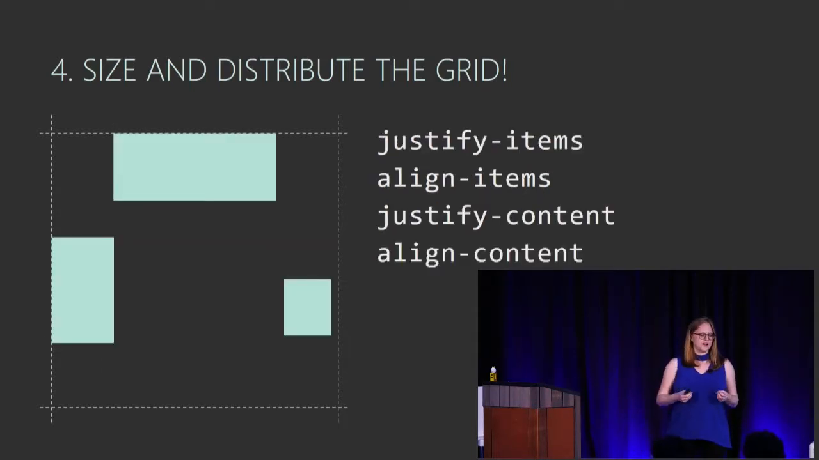And we can justify and align items, which means we tell the items how to distribute themselves in both axes. And we can also take the grid content as an entire unit and tell it how to justify and align itself within whatever grandparent element it may be sitting in.